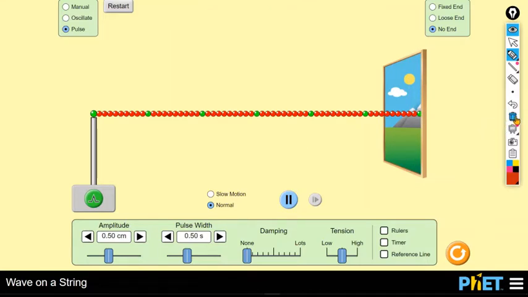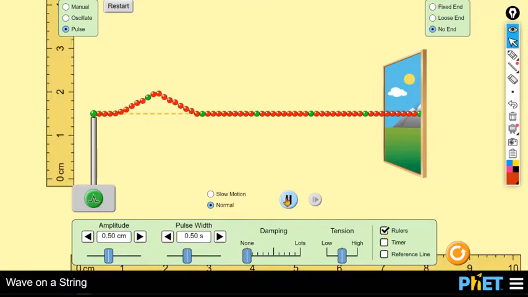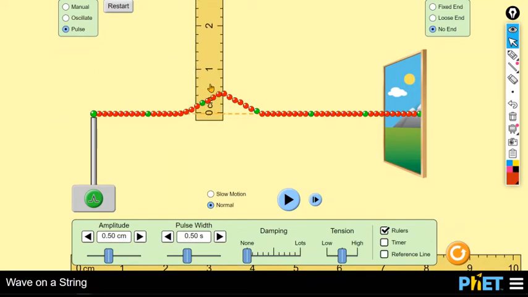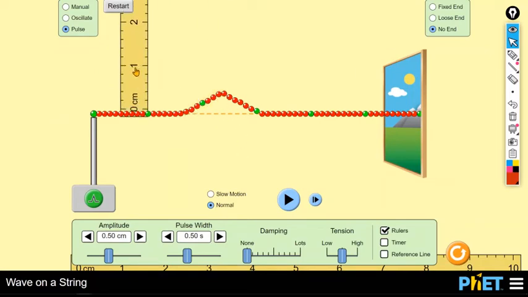So let's look. We have a string here going through a window, and I can send wave pulses through this string. They go at a constant speed and they have a certain amplitude. The amplitude right now, down at the bottom left, is 0.5 centimeters, and we can measure that to confirm it. The amplitude is the distance from the equilibrium, so at the highest point there, it does look to be about 0.5 centimeters. So that's the amplitude of this wave pulse.